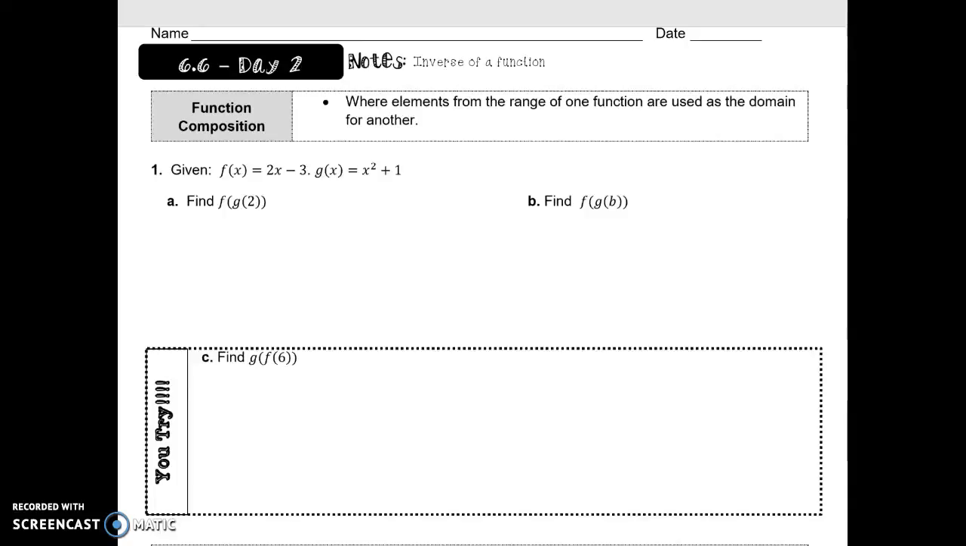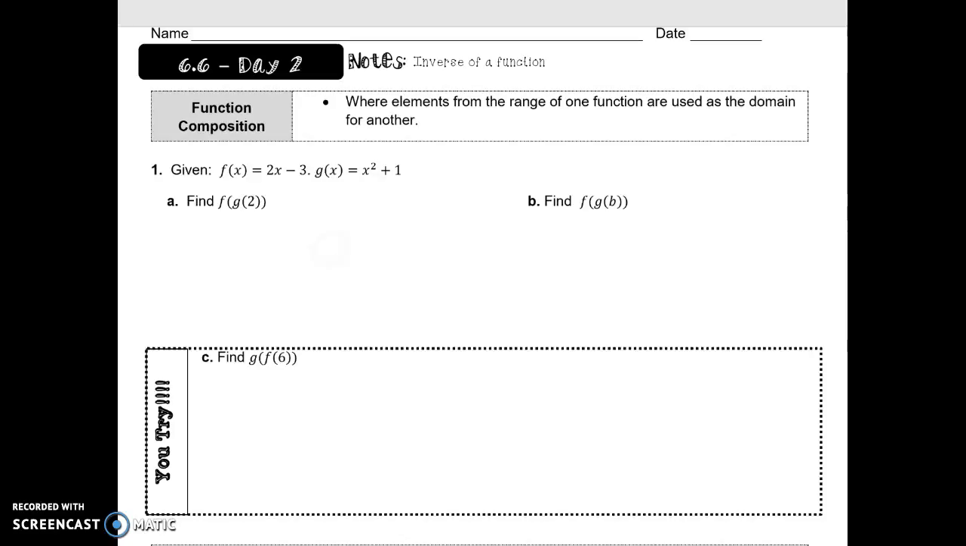Today is day 2 of inverse of a function. We're going to go over function composition. It says where elements from the range of one function are used as the domain for another. So the y values of the first function are the x values of the second function.